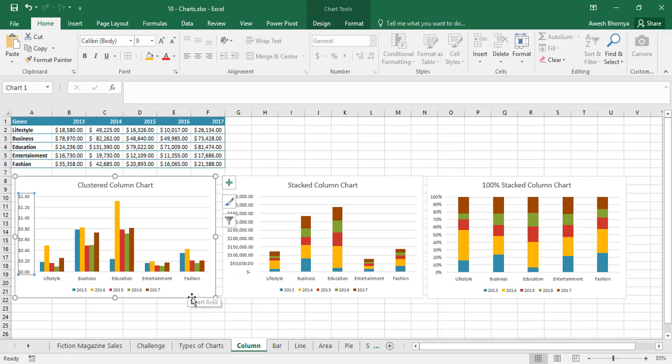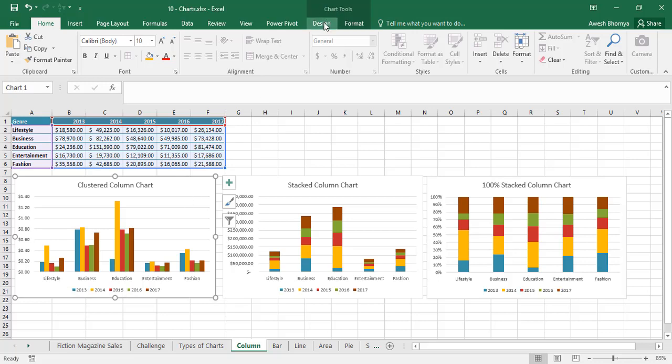Now I have set this chart. So these are certain techniques that you can use. Now say for example, if I wish to see my genres as legends and I want to see the year in the x-axis, there is an option to quickly swap it.